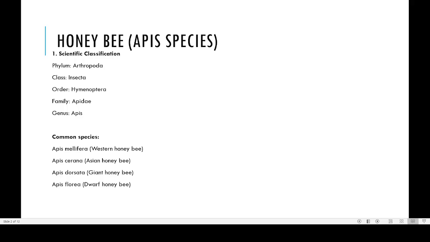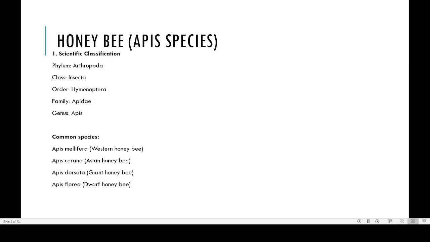Then Apis cerana. Then Apis cerana indica. It is Indian honeybee or Asian honeybee. Then Apis dorsata, known as giant honeybee. It is also known by the name rock honeybee. Then Apis florea, which is a smaller type known as dwarf honeybee.